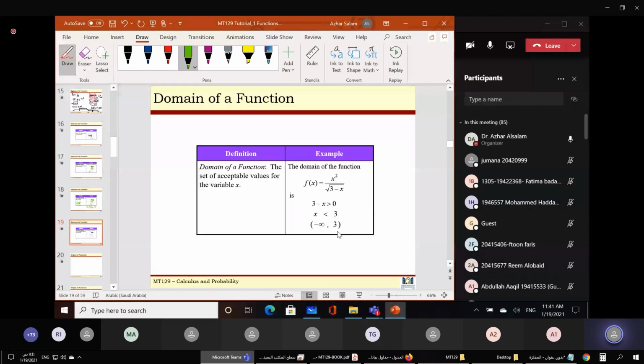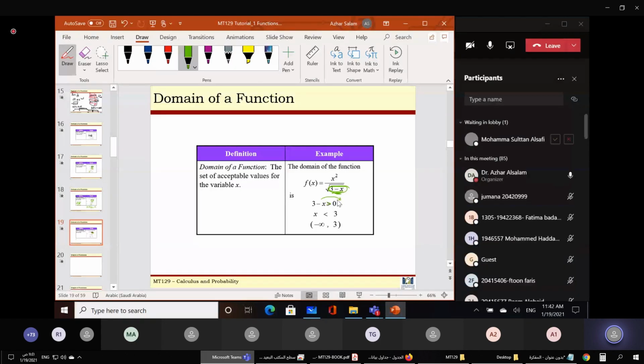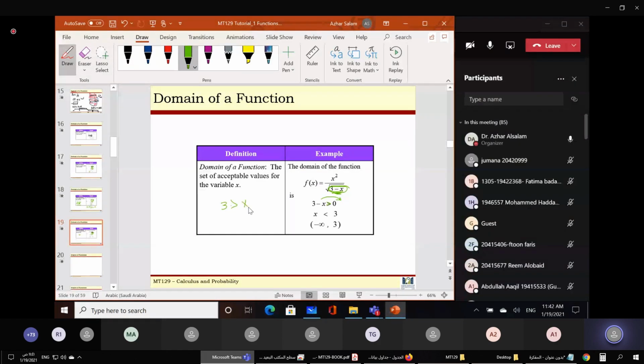And this is a rational function with a square root in the denominator. I take only what's inside the root in the denominator and take it greater than 0 without equality. I omit the equality here since it's in the denominator. I can't have a 0 in the bottom here. Note here that I have 3 minus x, so I move x to the other side. So I have 3 greater than x like that.